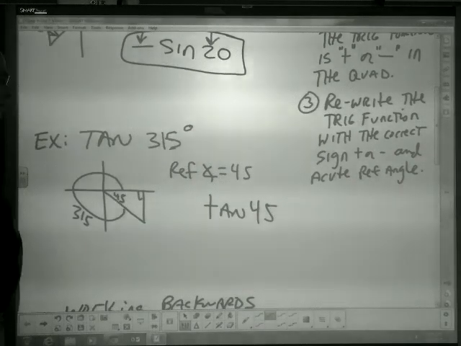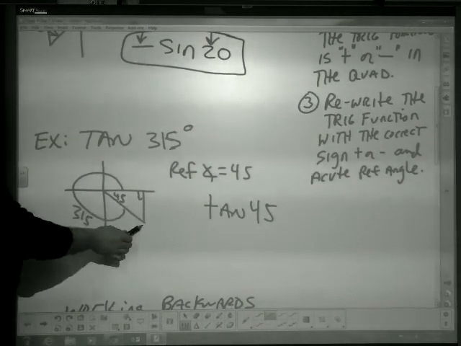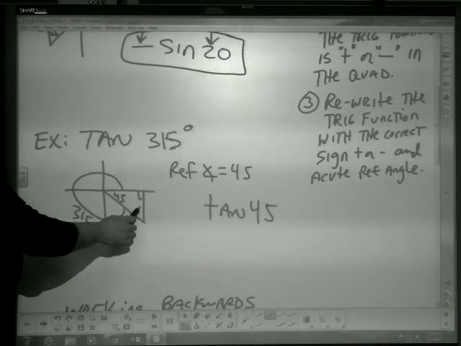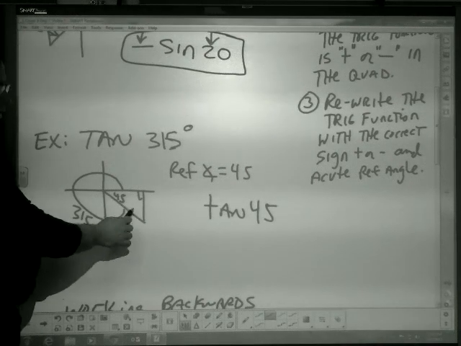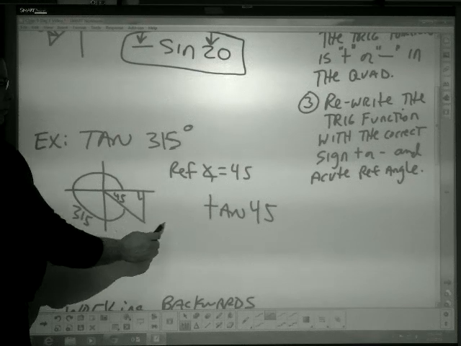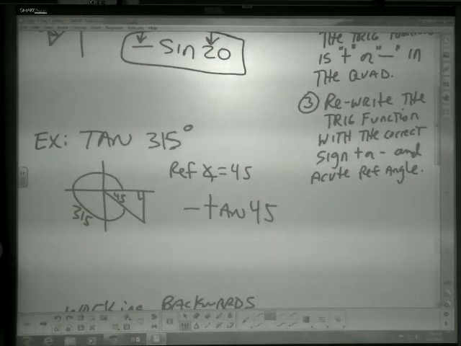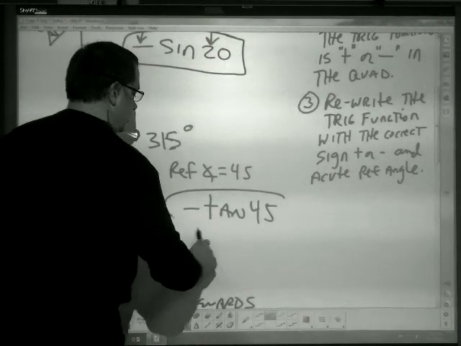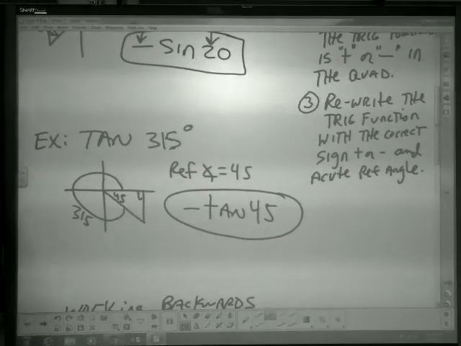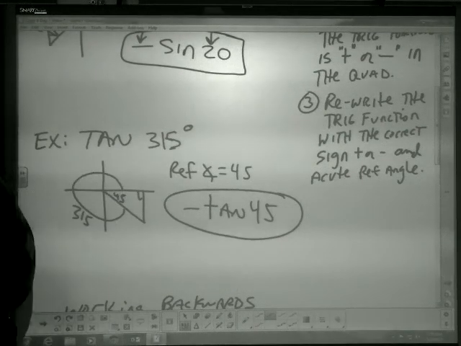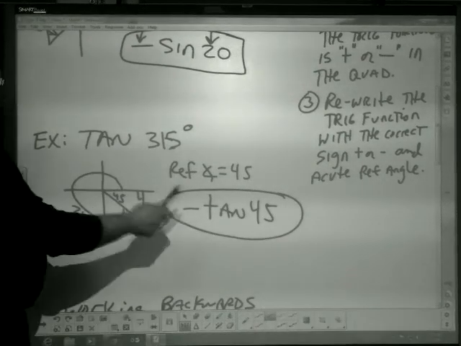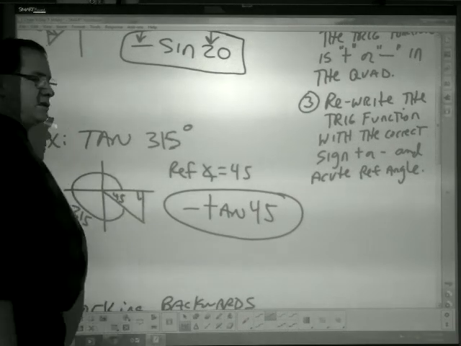Is it going to be positive or negative? Well, in this quadrant, tangent is sine over cos, or y over x. And since x is positive and y is negative, tangent is also negative, so that is an equivalent function. If you were to type tan 315 on your calculator, and you were to hit negative of tan 45, you'd see that they're the same.